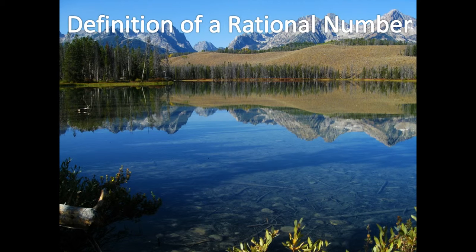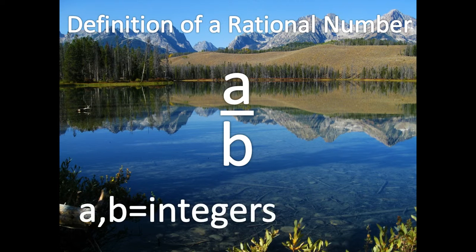First off, we want to define what a rational number is. So a rational number is any number that can be written as a over b, where a and b are integers. Remember, integers are positive and negative whole numbers, and b is not zero. And we'll take a look in a second at why we can't divide by zero. But let's think up some examples of rational numbers.